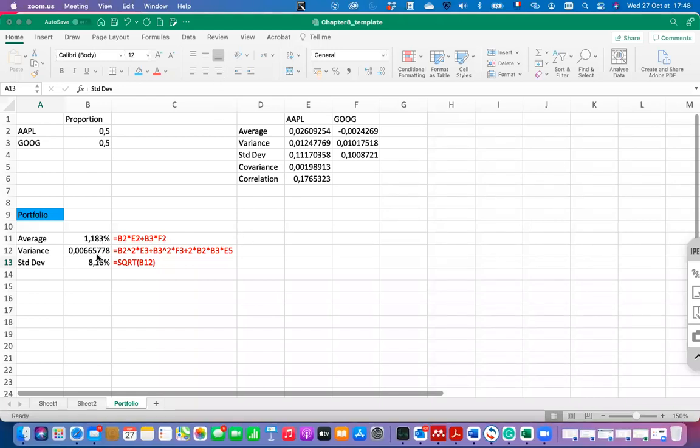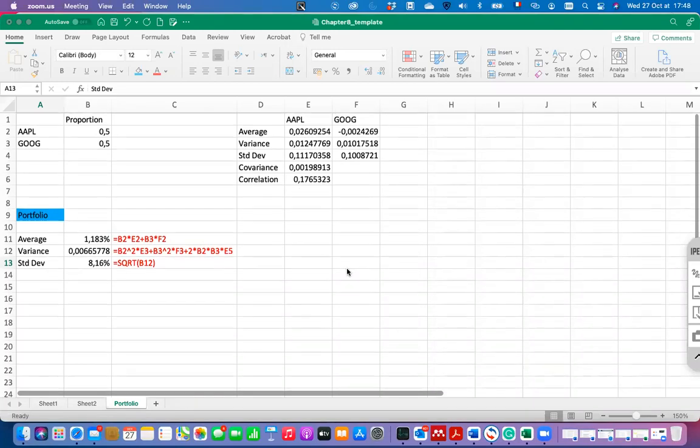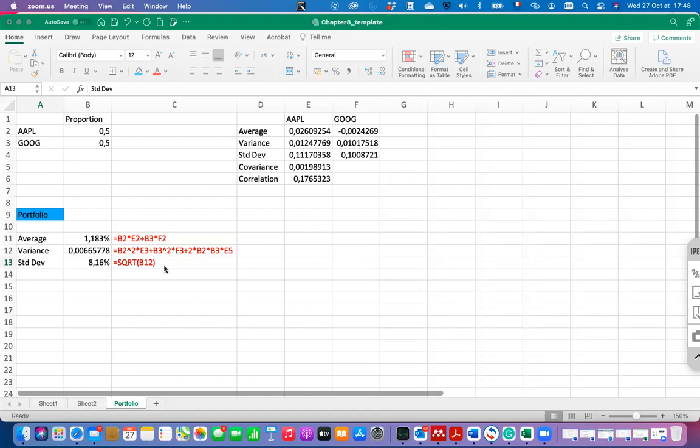This is the average, the variance, and the standard deviation. But this specific result is conditioned by the proportion invested in Apple and Google. So if we decide to invest, for example, 30% in Apple instead of 50%, so 0.3, see, the characteristics of the portfolio will completely be different.